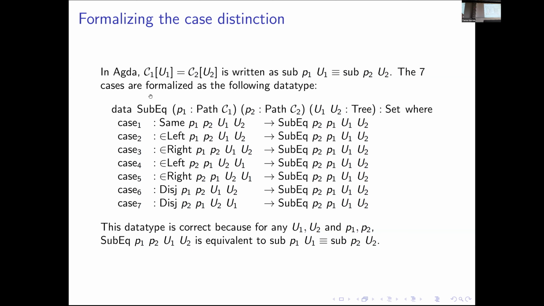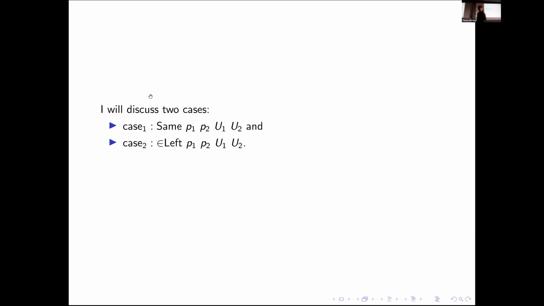This type is correct because for any U1, U2, and any two paths P1, P2 in two contexts C1, C2, we can construct a function from this type to this propositional equality, and we can also construct a function from this propositional equality to this type.